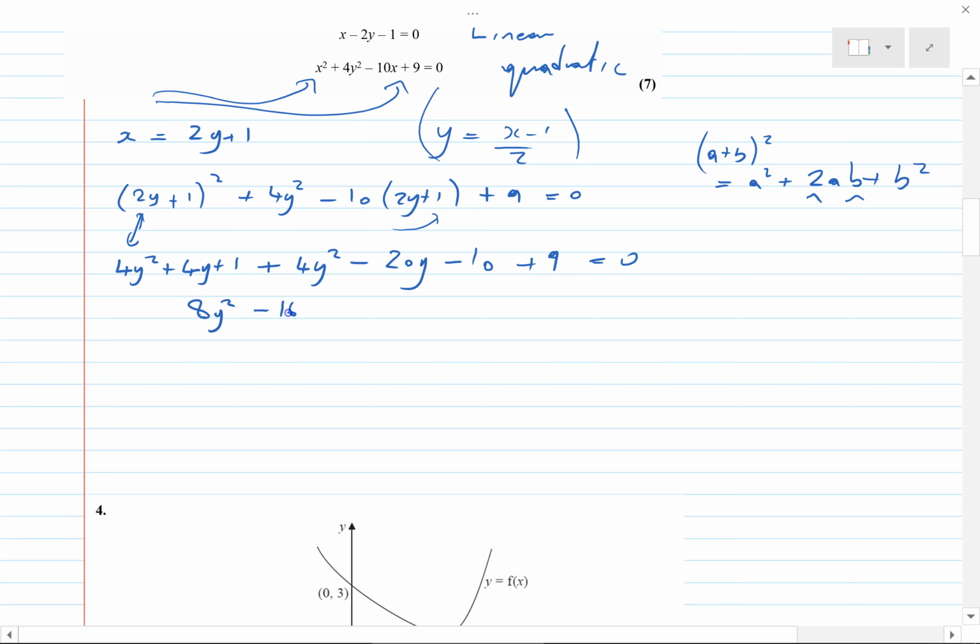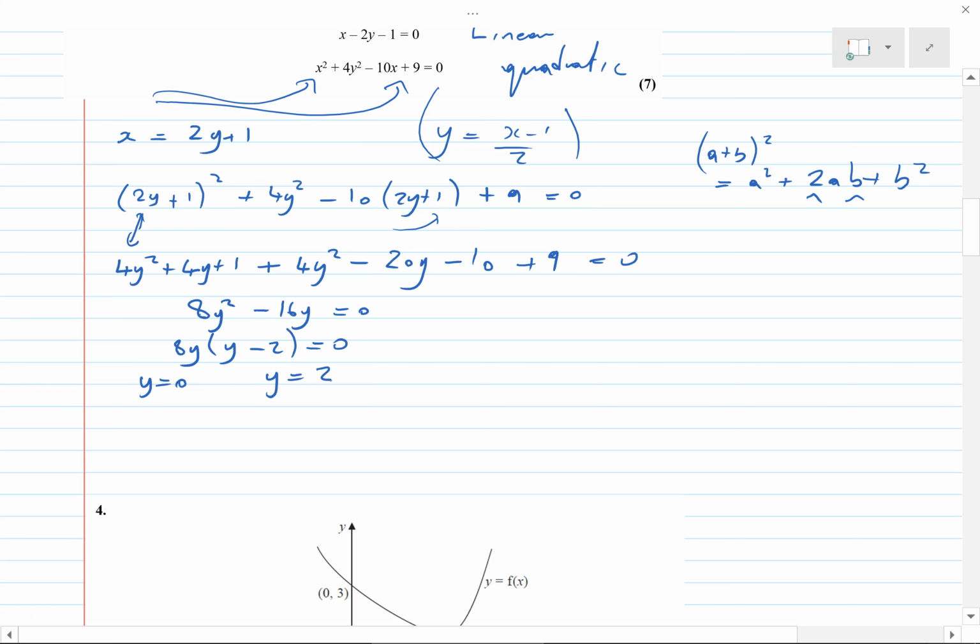Okay, so that gives me, I'm going to break it down, 8y squared minus 16y equals 0. So the 8 cancels, or I can take it out as a factor, or I can just divide by 8 on both sides. It really doesn't make any difference. So y times (y minus 2) equals 0. So we've got y equals 0 and y equals 2.